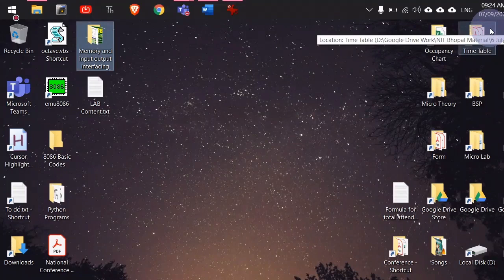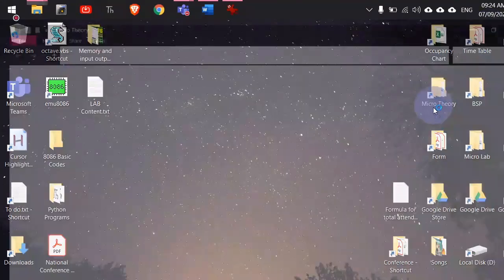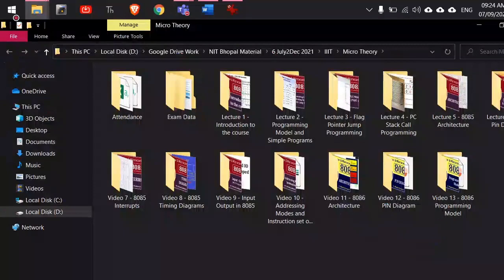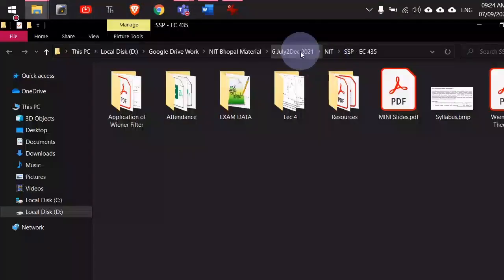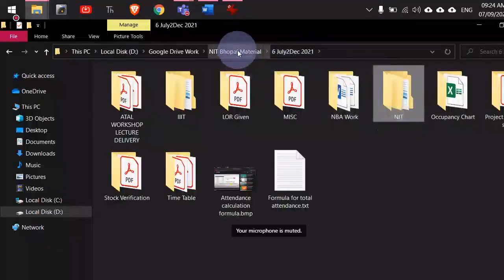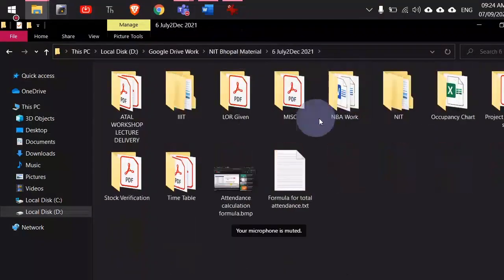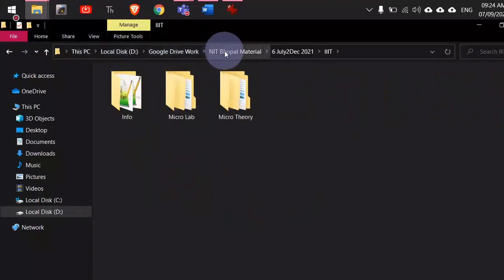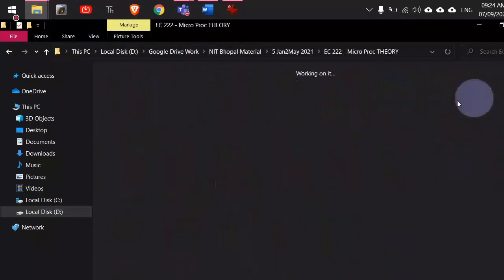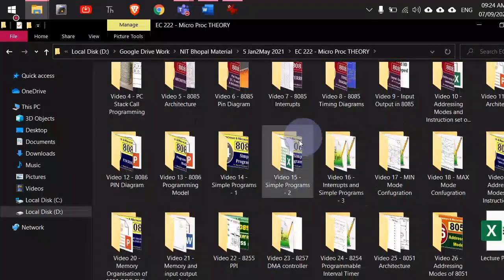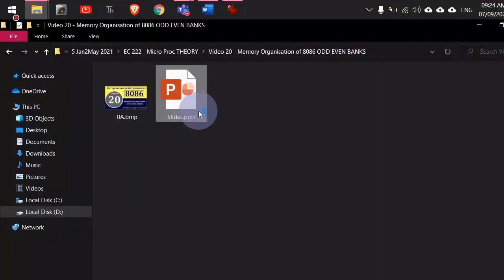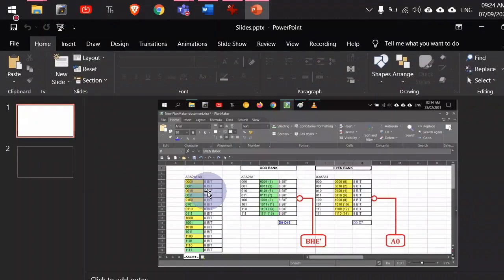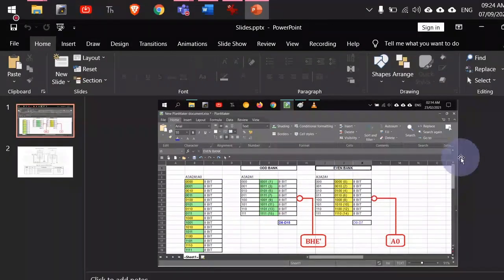Okay, so let me give you a quick review of what we did for odd and even memory banks. Let me search the slides for that. Okay, so the slides for even and odd memory bank are here. Let us see what we have done for attaching even and odd memory. We need to remind ourselves of those points so that we can keep them in mind and design our system, right?